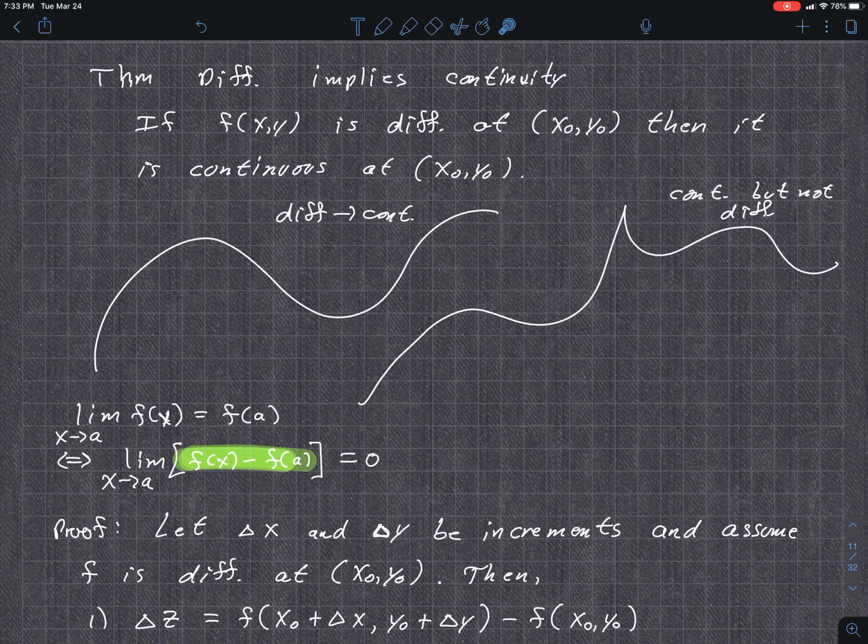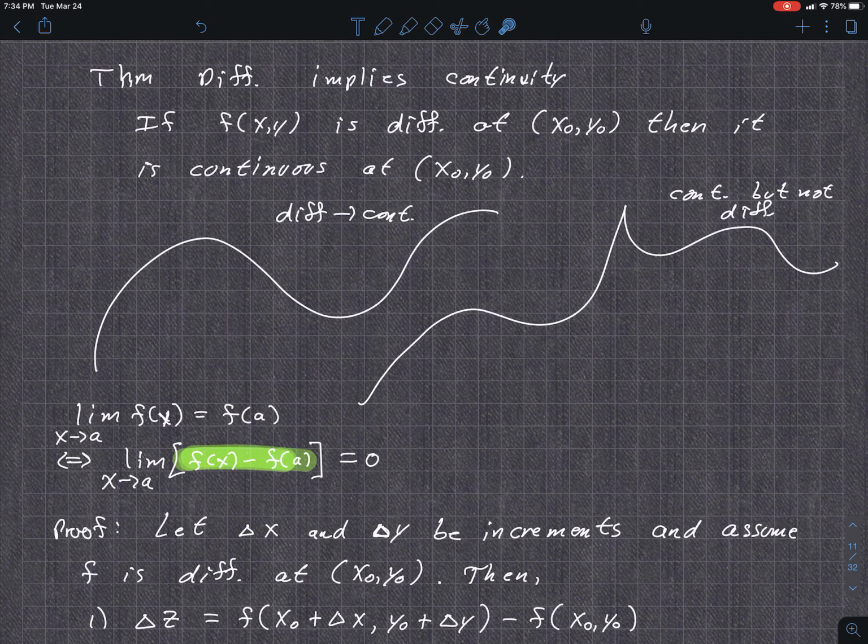Okay, moving on. This is the same as single variable stuff. Differentiability implies continuity, but not vice versa. The converse is not true. So a nice smooth curve implies it's continuous, but if you get a cusp or corner, it's continuous but not differentiable. The same thing holds in 3 dimensions or higher.